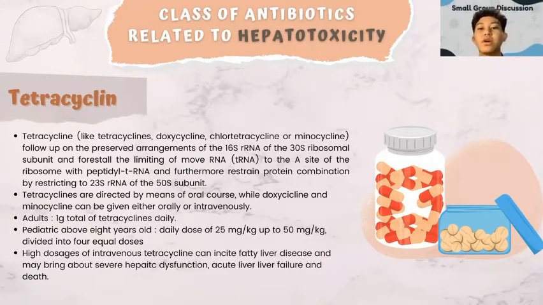High doses of intravenous tetracycline can induce fatty liver disease and may bring about severe hepatic dysfunction, acute liver failure, and death. This condition is more common among pregnant women, largely during the last trimester or early post-pregnancy period. However, cases of acute fatty liver attributed to intravenous tetracycline have been reported in non-pregnant women, in men, and even in children.